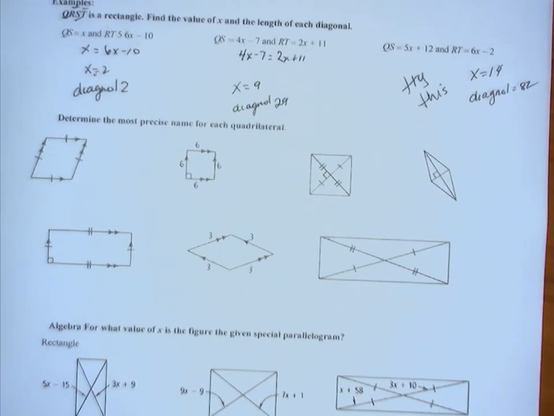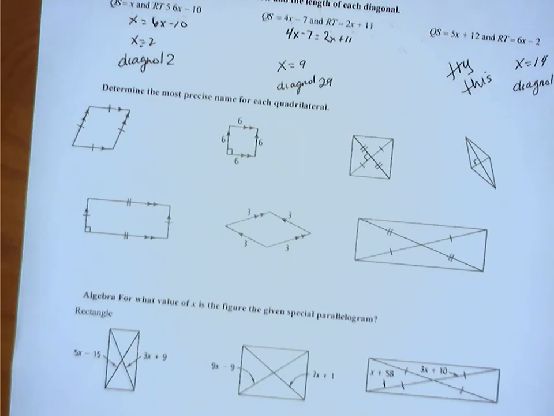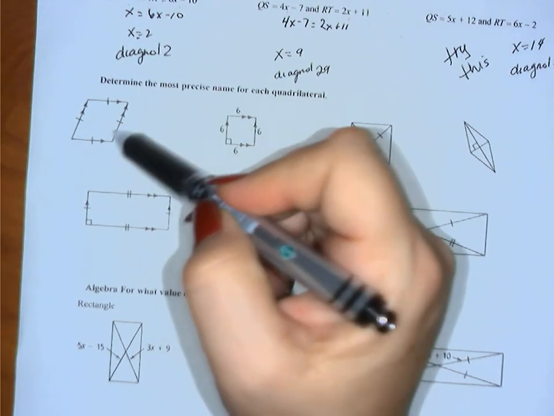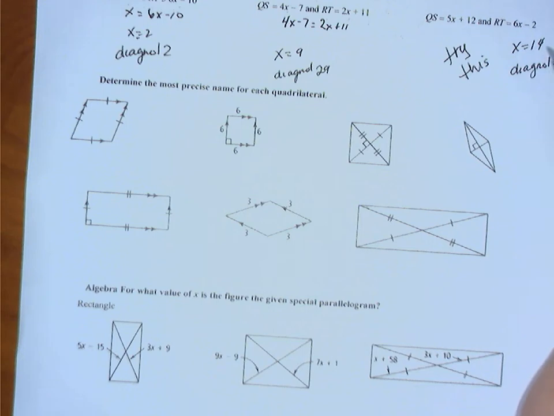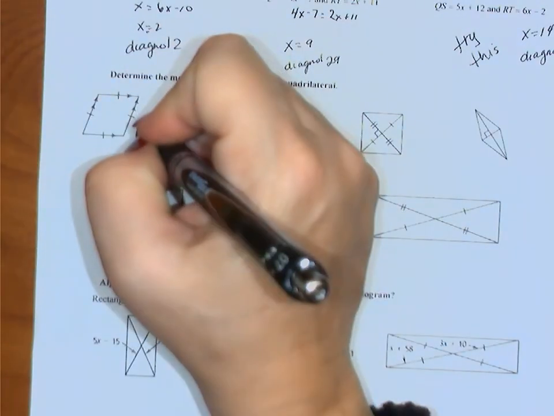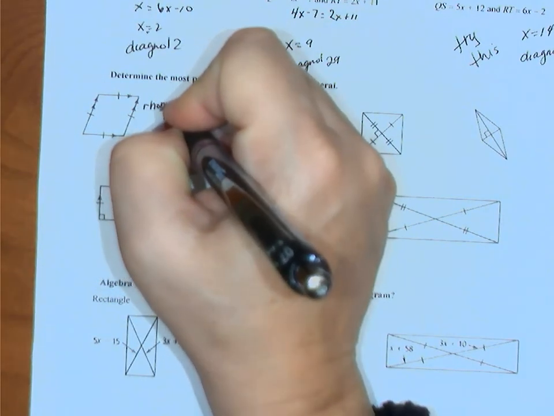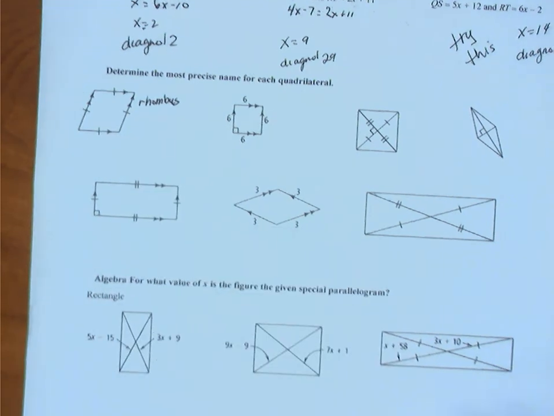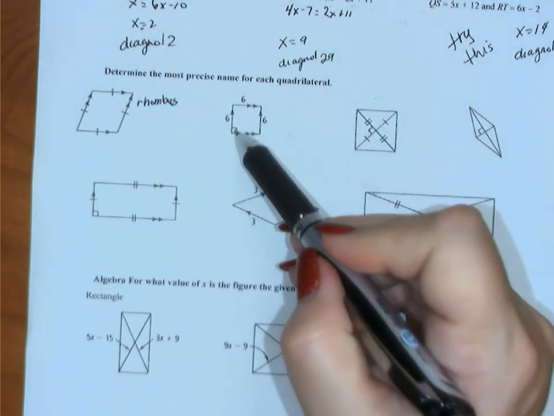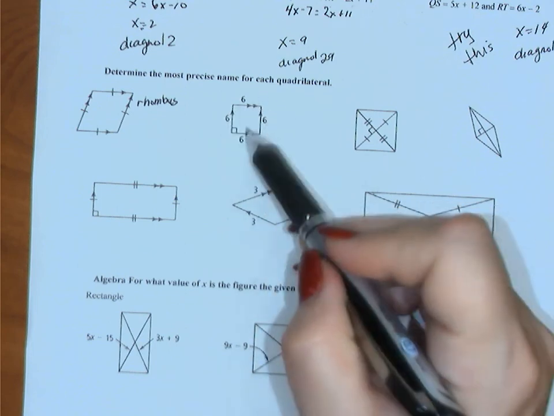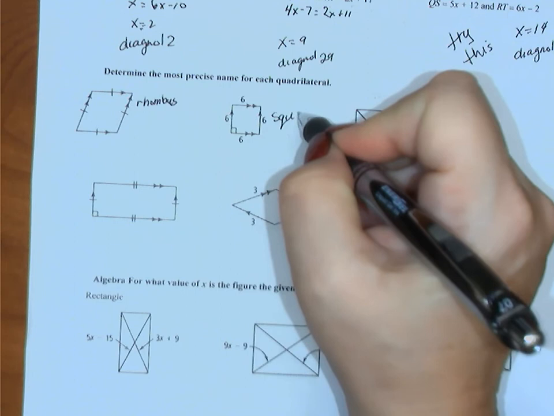Okay, next step. Determine the most precise name for each quadrilateral. So again, we're going back to all of our definitions. So this is a parallelogram, clearly shows me, right? And all the sides are the same length. Because that is how it's stated, this is a rhombus. In order for it to be a square, I need to note that this has got 90-degree angles. Okay? Here we go. This does have 90-degree angles. It is a parallelogram with 90-degree angles and all the sides the same length, so this is a square.